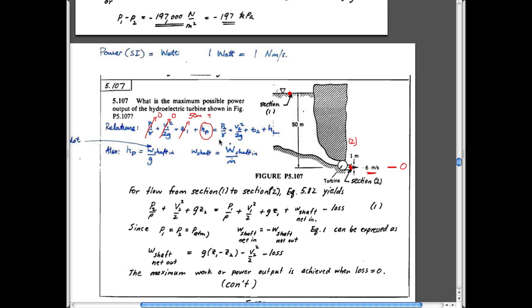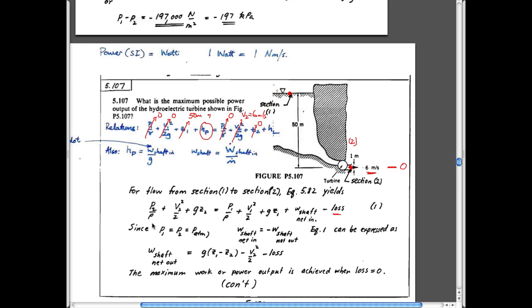Pressure 2, going into the atmosphere. Effluent exiting into the atmosphere, just like a jet. We know the velocity, that V2 is equal to 6 meters a second. We know the elevation, we've said is 0. And we have some losses, which we don't know, I think, in this particular case.